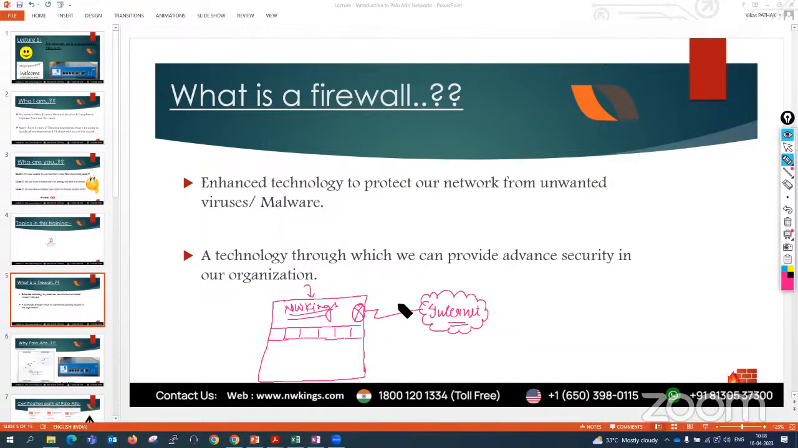Now remember, if you have completed your CCNA, I hope you have completed your CCNA, or at least you have basic Network+ knowledge. When we used to study about routers, we studied that inside the routers we can create access lists, ACLs, right?